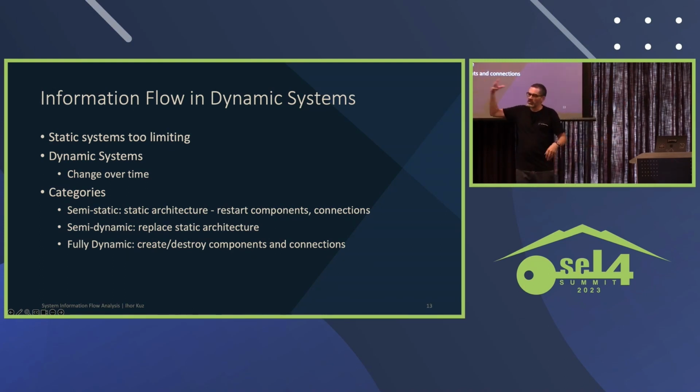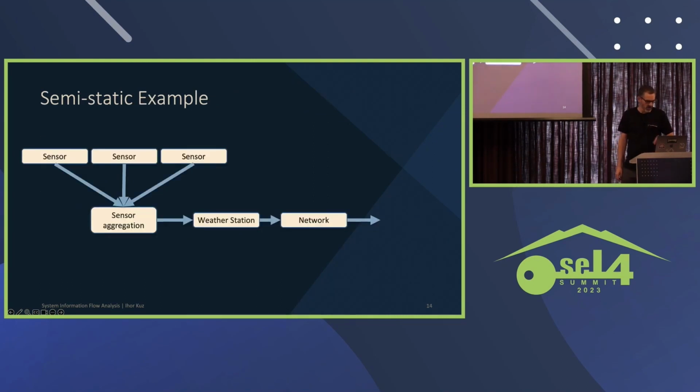And this is, in contrast to the static systems, a system that can change over time, right? So you set the system up, and as it runs, the software architecture of the system is going to change. That graph of the communication between components is going to change over time. So I've made up 3 different categories of dynamic systems. I call them the semi-static systems, the semi-dynamic systems, and then the fully dynamic systems. I'll go over each of those and provide some examples.